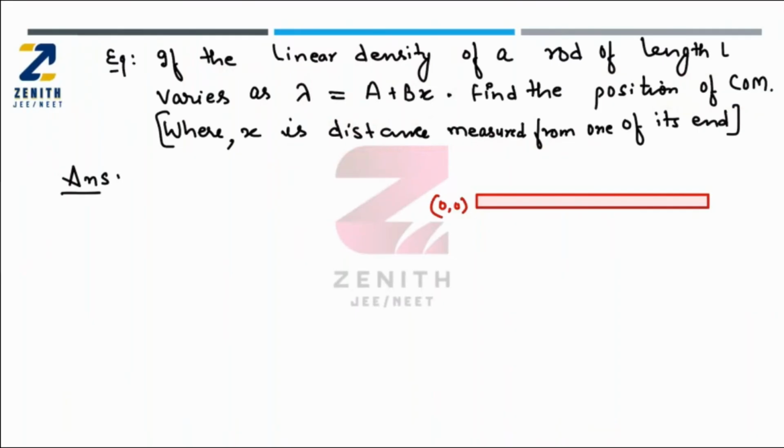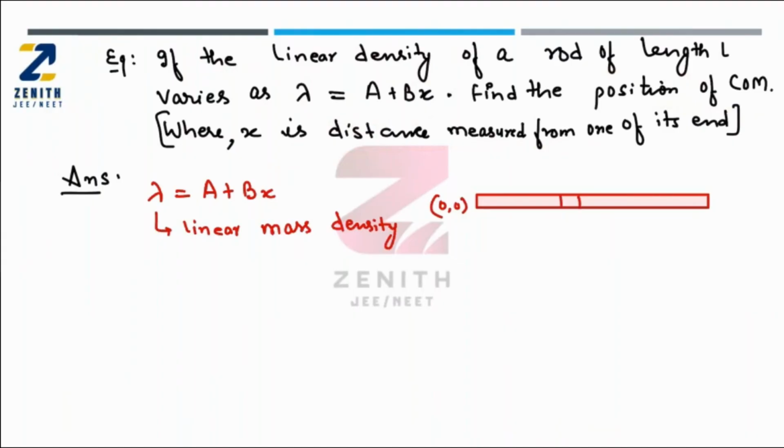Now you have to calculate the position of the center of mass for this particular rod, in which the linear density is varying as a plus bx. That means lambda can be represented as a plus bx, which is nothing but the linear mass density.